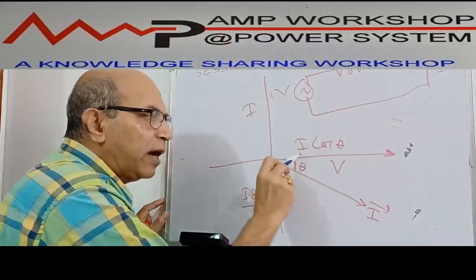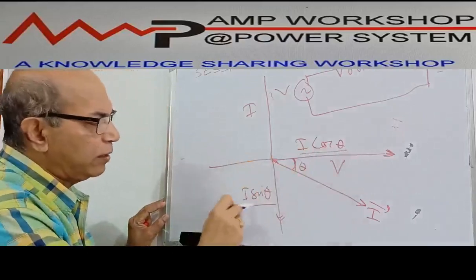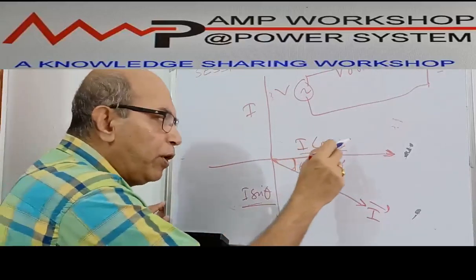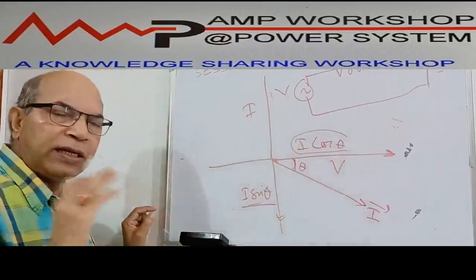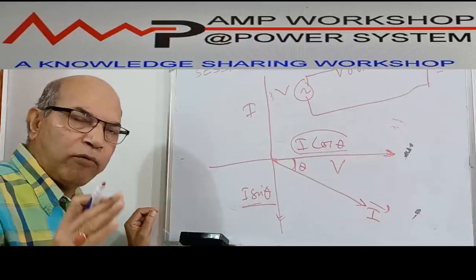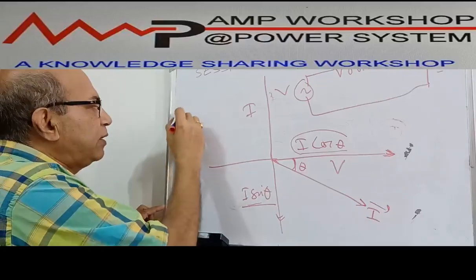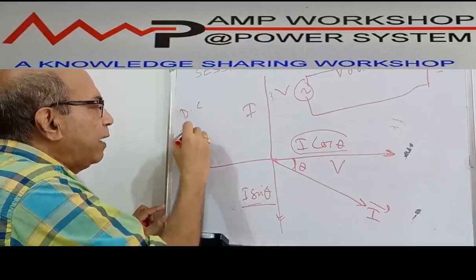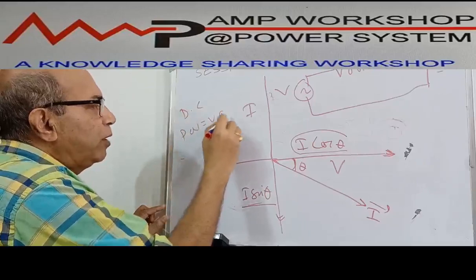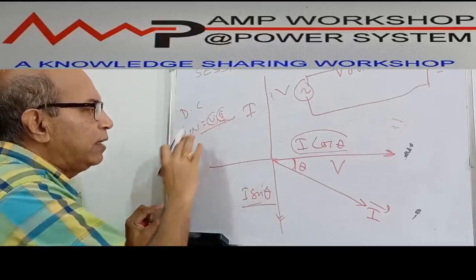Along the voltage it is I cos theta, and perpendicular to the voltage it is I sin theta. When the current and voltage are in the same phase in a DC circuit, that gives power. We know in the case of a DC circuit, we define power as voltage times current, because the voltage and current are in the same phase.